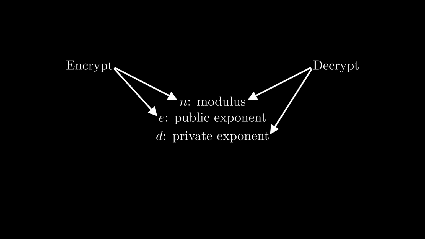RSA encryption is one of the most popular encryption techniques used widely across the internet today. RSA encryption involves three numbers: the modulus, the public exponent, and the private exponent. The idea is the modulus n and public exponent e can be used to encrypt a message, whereas n and the private exponent d can be used to decrypt it.